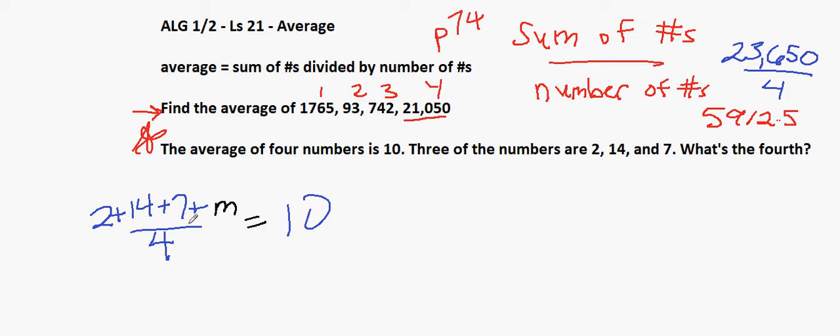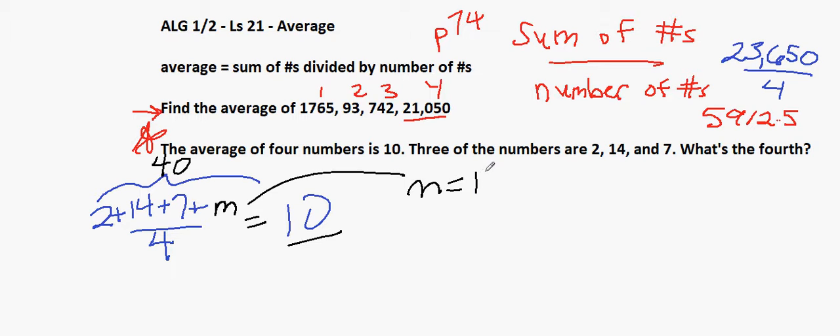That's just some simple logic. I know that this number is going to need to add up to 40. Easy math, because 40 divided by 4 is 10. Therefore, now it's just a missing number addition problem. And that's how they solve it in the book. 14 plus 7 is 21, plus 2 is 23. How much more until I get to 40? 17. So the missing number is 17. You can go back and check. Add 17 up with the other 3, divide by 4, and you should get 10. All right?